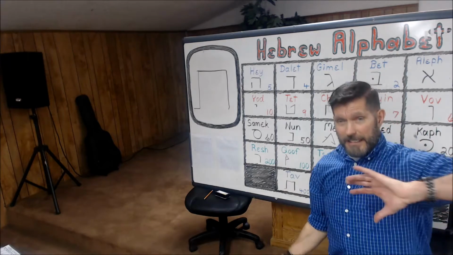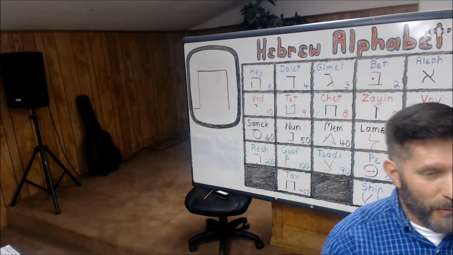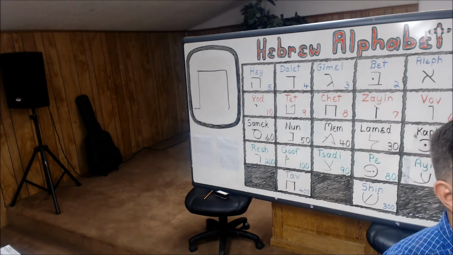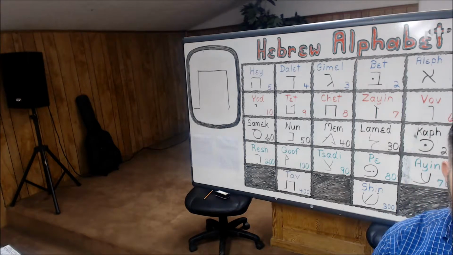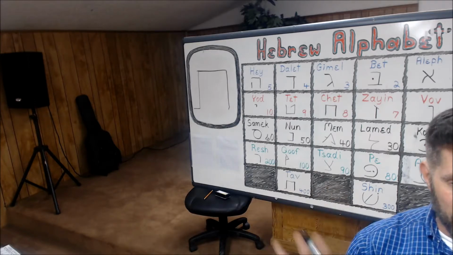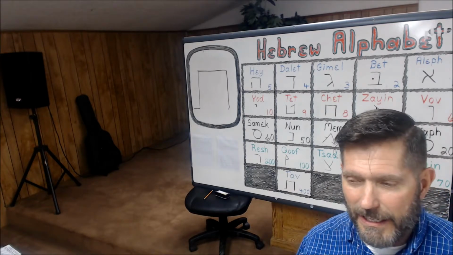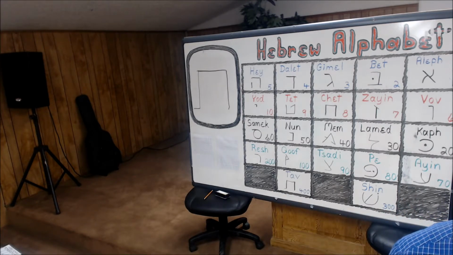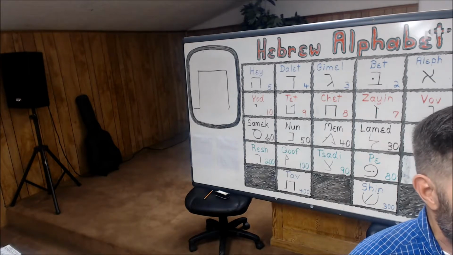Real quick, go flip your paper over, and I want you to try to write down the Hebrew alphabet totally from memory. Just the letters. Don't worry about the numerical value. Just write the letters down. And if you just simply draw a blank, turn the paper over, find your letter, and if you have to cheat, do that.